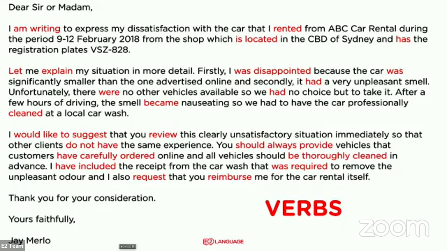Anyway, I might come back to that. Was disappointed. There's a passive and it's in the past. Was, it's a past simple. Had, past simple. Were, had. Became, past simple. And cleaned.